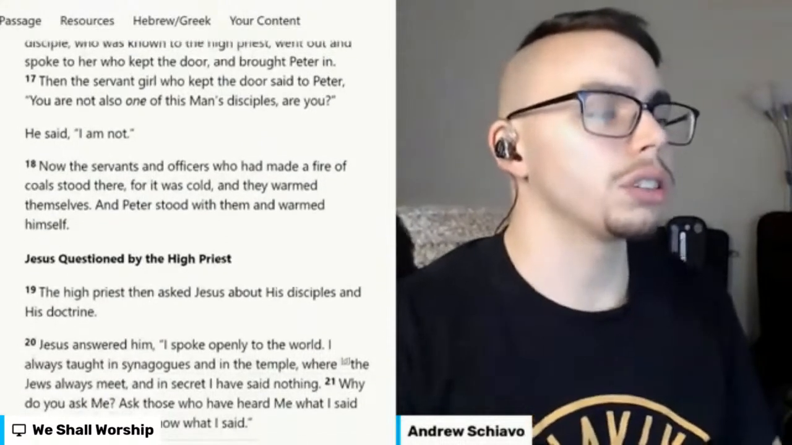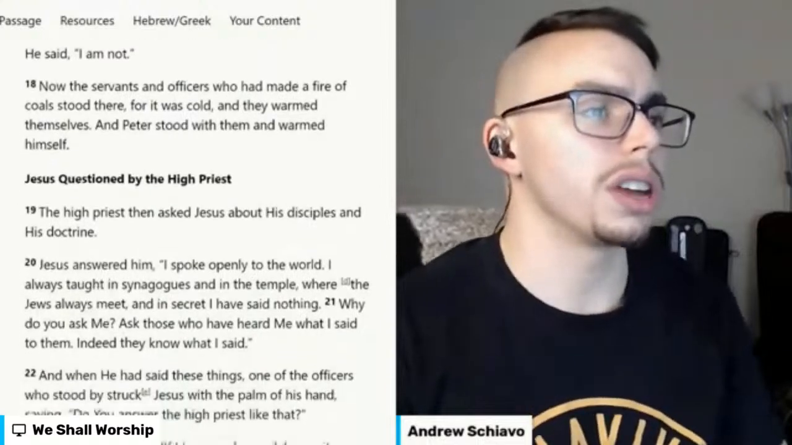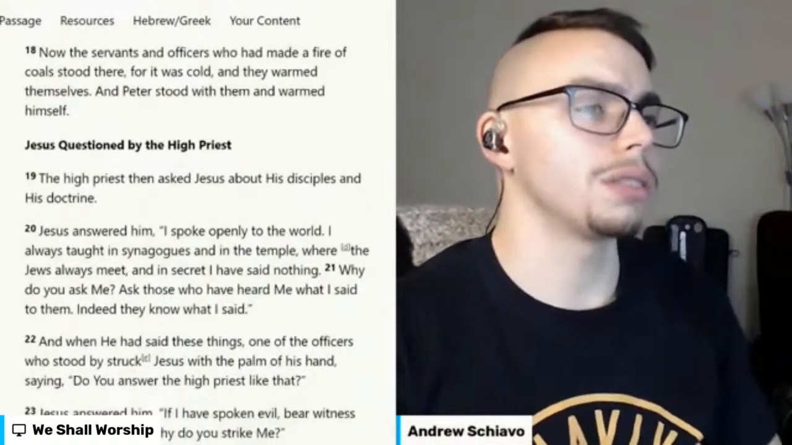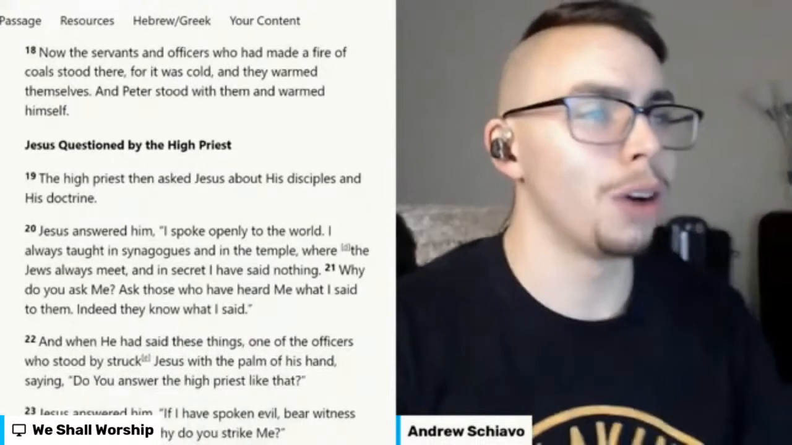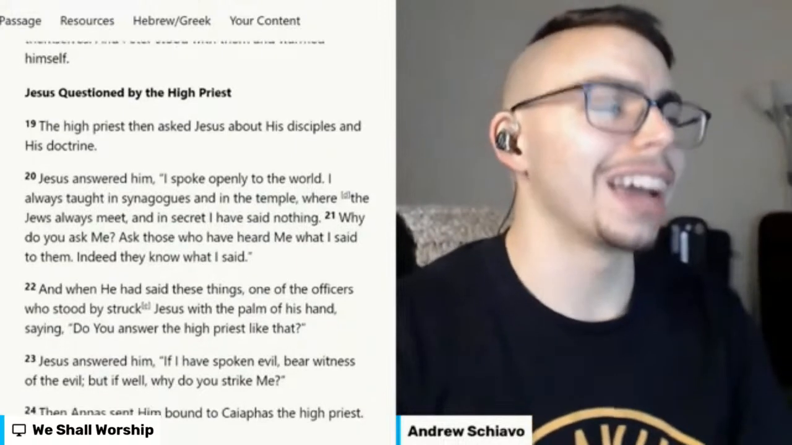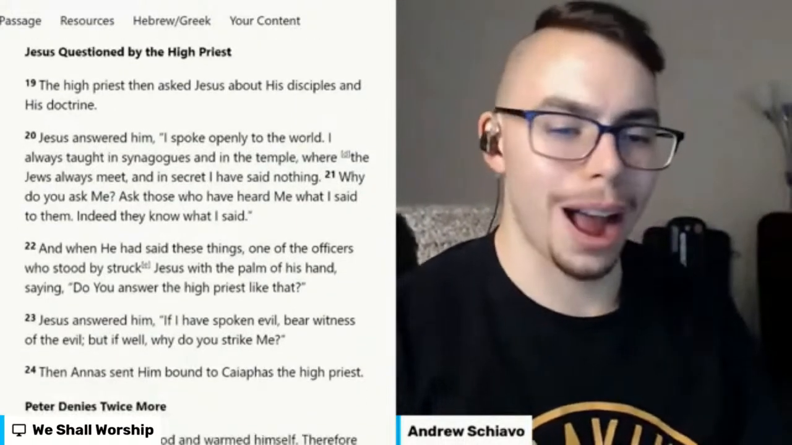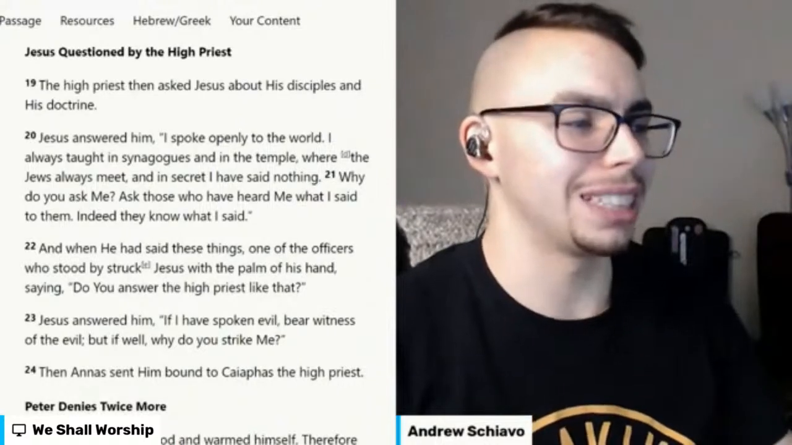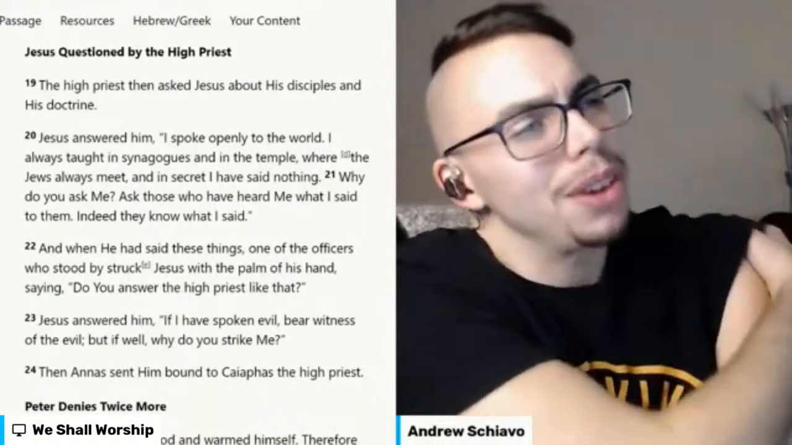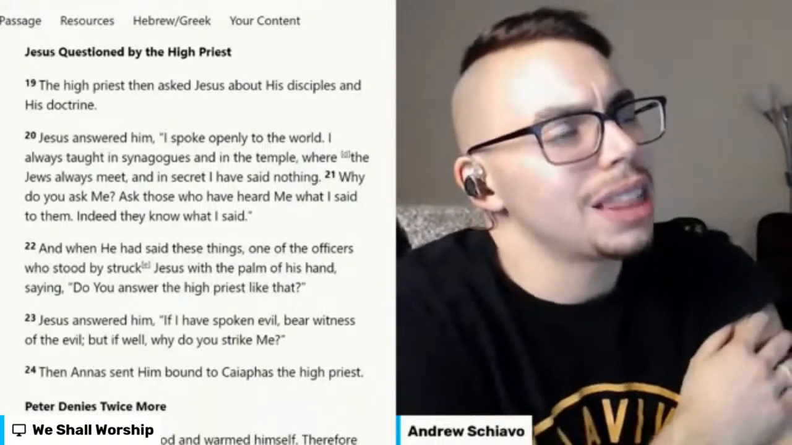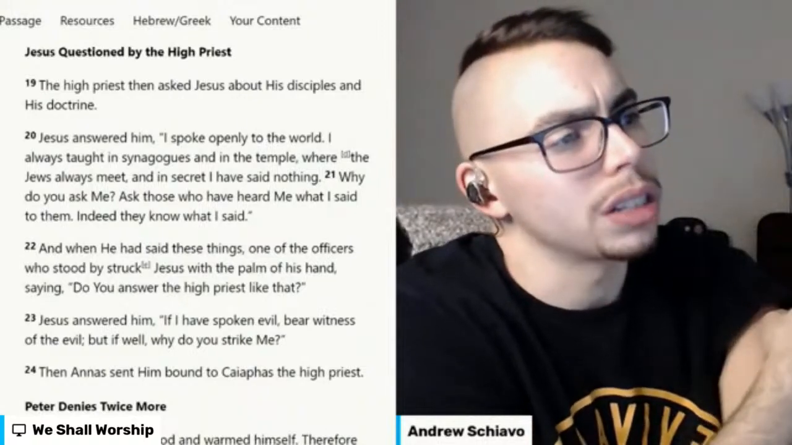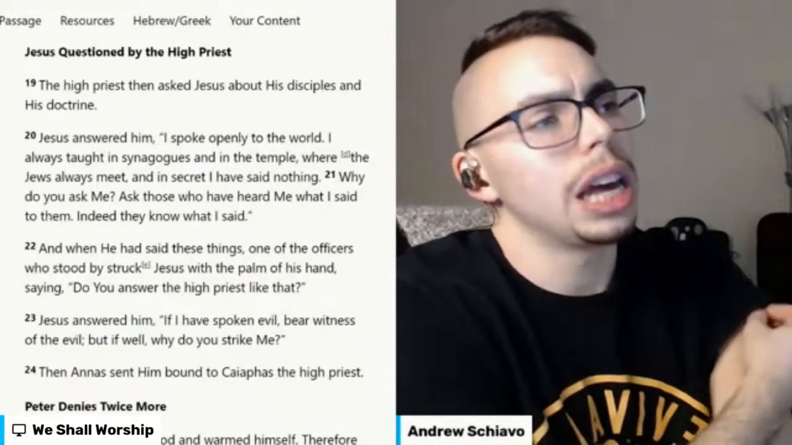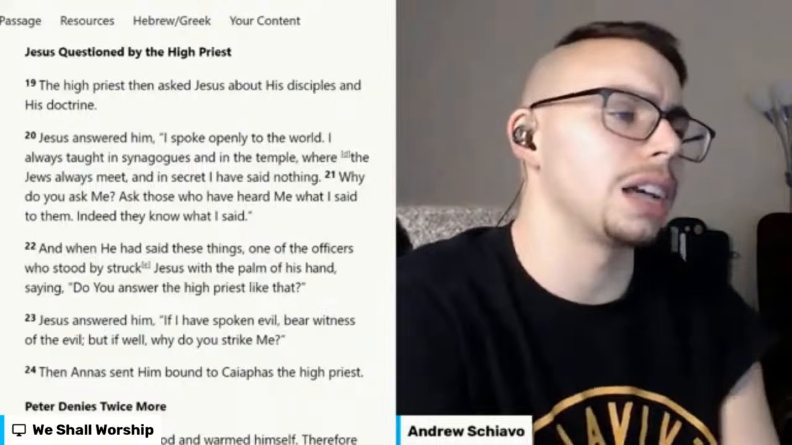Now the servants and officers who had made a fire of coal stood there, for it was cold, and they warmed themselves, and Peter stood with them and warmed himself. My poor guy, man, we give Peter so much crap, but the guy was just trying to warm himself. It was early morning, and it would actually get pretty chilly in the Middle East at this time.